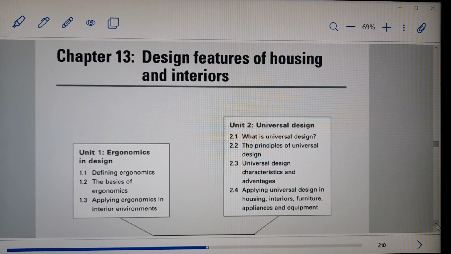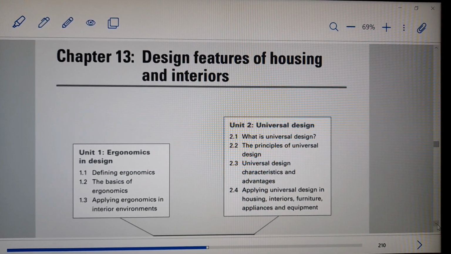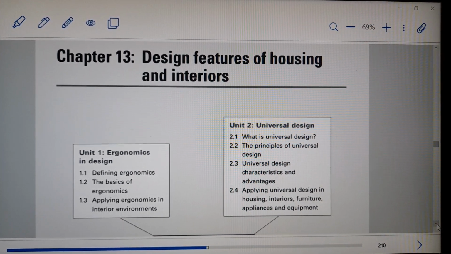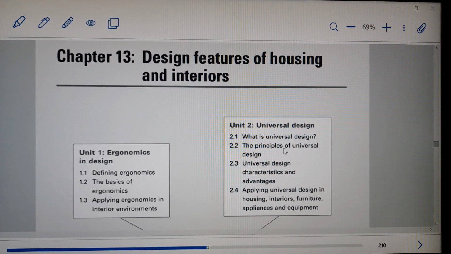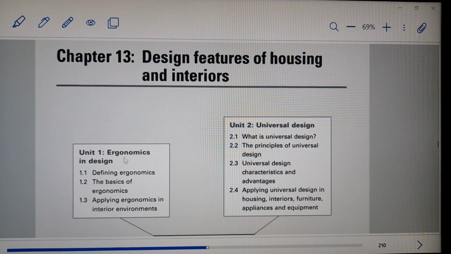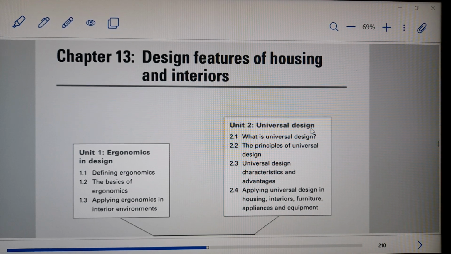In this lesson, we are going to cover the design features of housing and interiors. This is still under the topic of housing and interiors, and today we are looking at design features of housing and interiors. Under this chapter, we have two units. The first unit is ergonomics in design, and the second unit is universal design. So we are going to start with ergonomics in design.